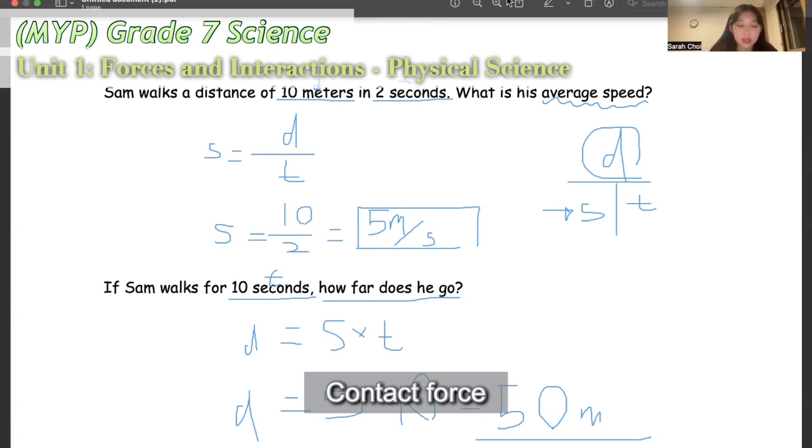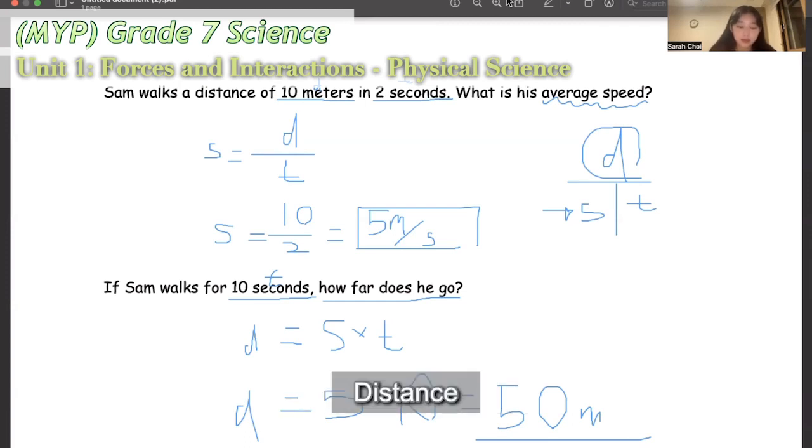Contact forces are forces that require physical contact between objects, such as applied force, friction force, spring force, and tension force. Non-contact forces are the opposite of contact forces, which act at a distance without physical contact, such as electrostatic force, magnetic force, and gravity. Balanced forces are forces that are equal in magnitude and opposite in direction, which will result in no change in an object's motion. Unbalanced forces, on the other hand, are forces that are not equal in magnitude or opposite in direction, causing a change in an object's motion.